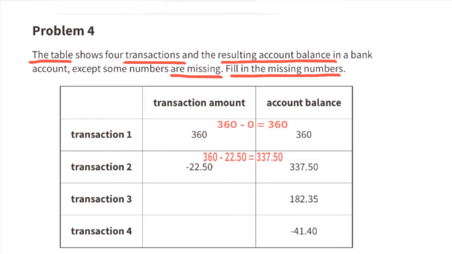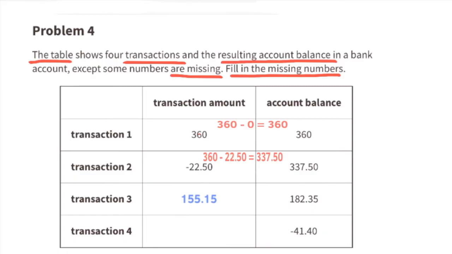For transaction number 3, we end up with an account balance of $182.35. We can subtract $182.35 from the previous balance, $337.50. And the difference is $155.15. That means that the transaction was a withdrawal of $155.15. The account balance after transaction number 3 is $182.35.